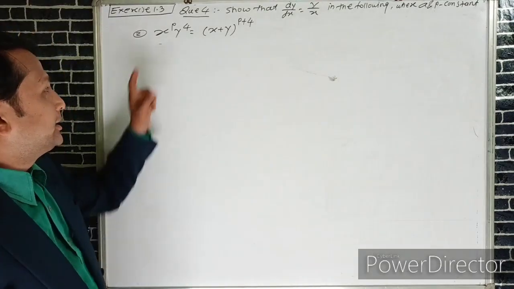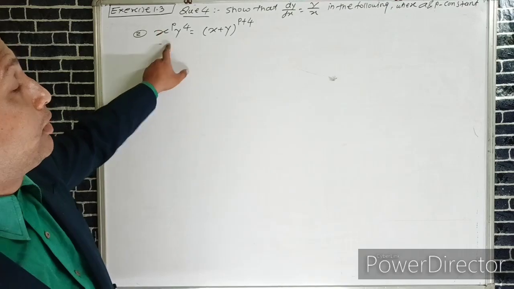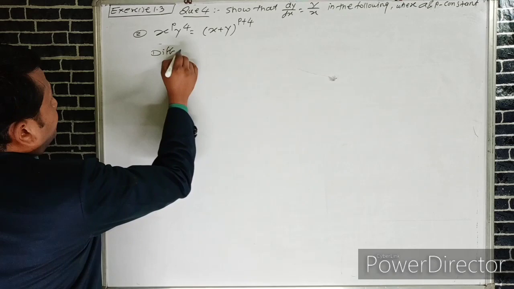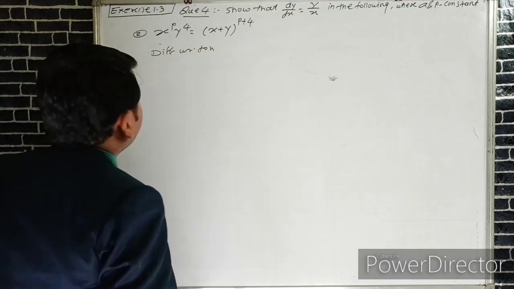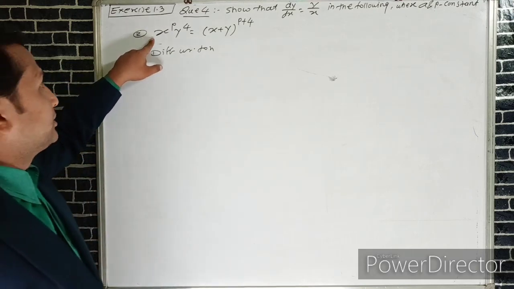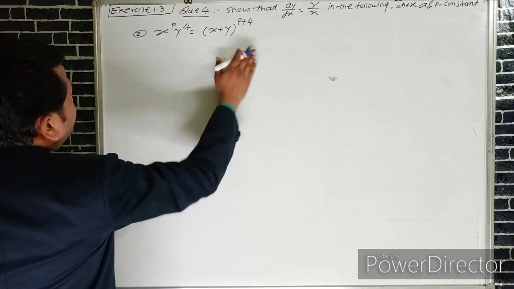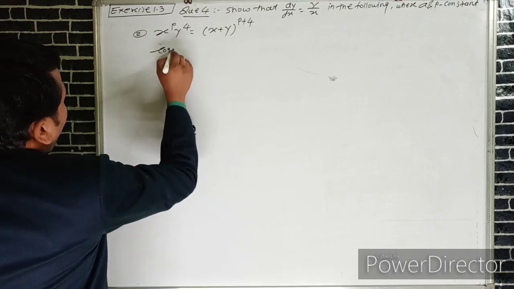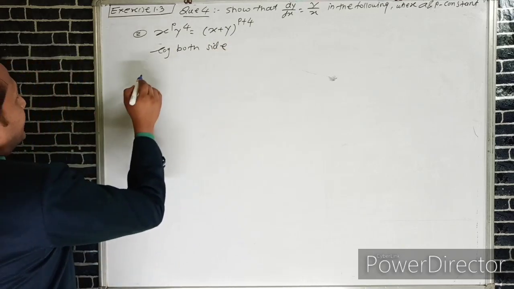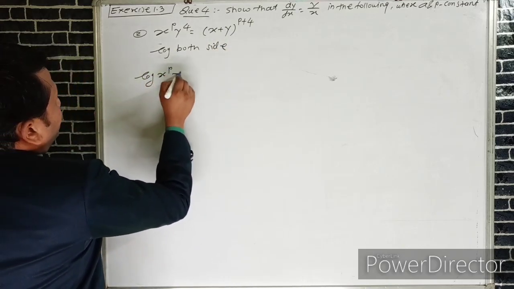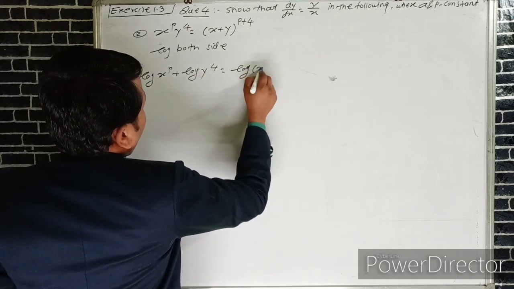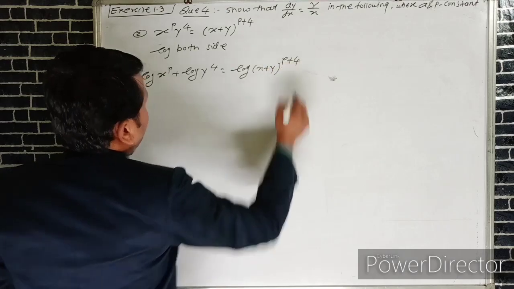Again, it is clear that here we have to find dy by dx, and the value of dy by dx is y by x. First we differentiate the given function with respect to x. We have to show that dy by dx is equal to y by x. The given function is in implicit form. If we take log both sides, then we can write log of x raised to the power p plus log of y raised to the power 4 is equal to log of x plus y whole raised to the power p plus 4.